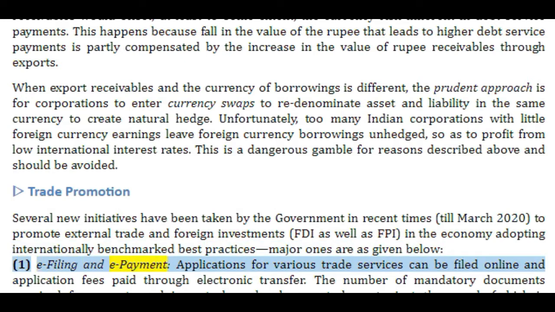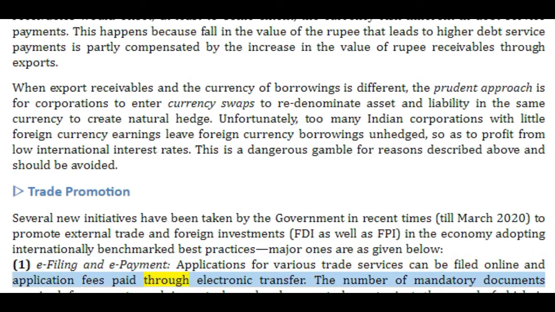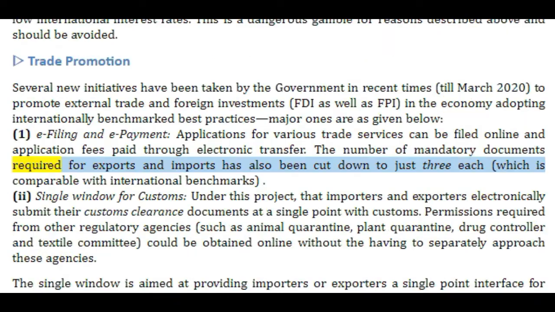1. E-filing and e-payment. Applications for various trade services can be filed online, and application fees paid through electronic transfer. The number of mandatory documents required for exports and imports has also been cut down to just 3 each, which is comparable with international benchmarks.